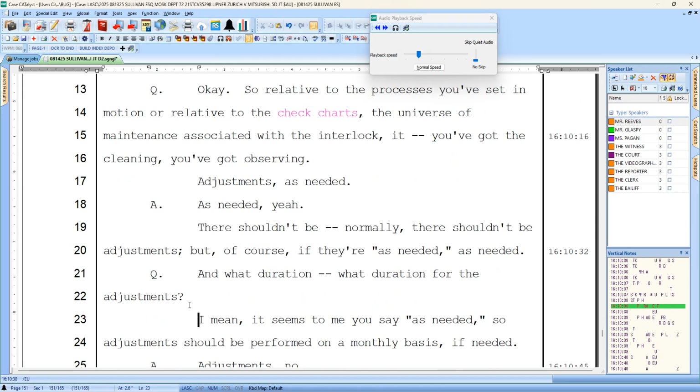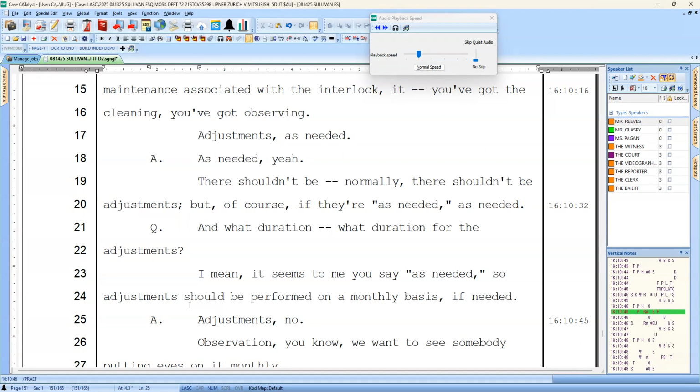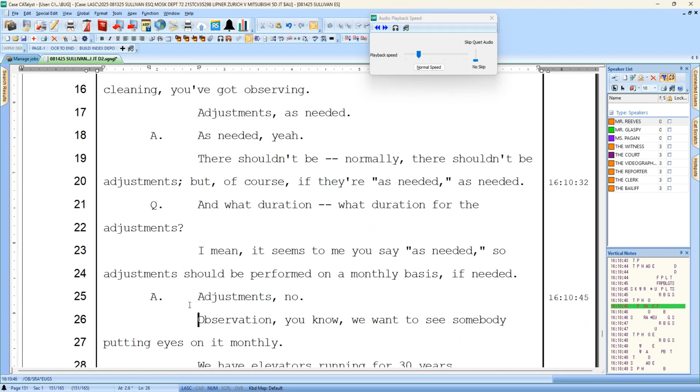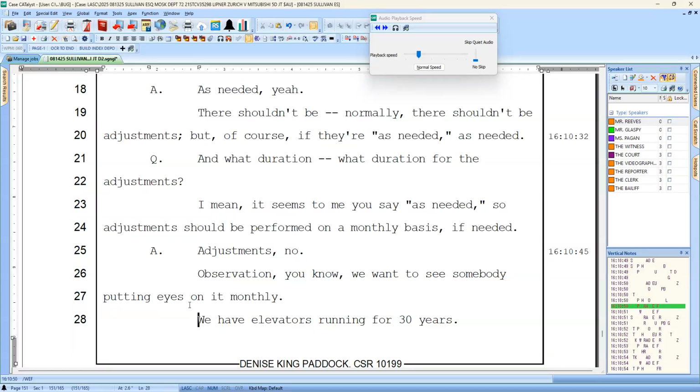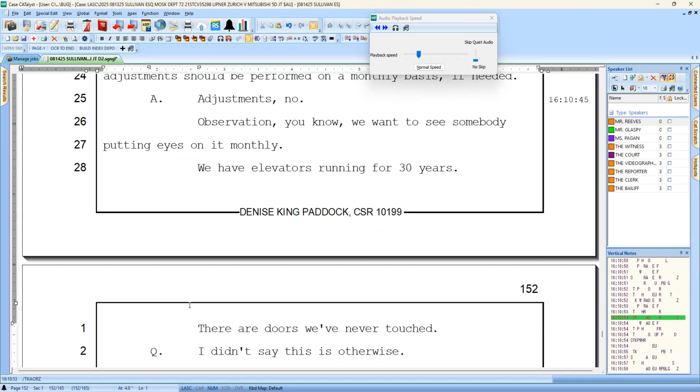Observation, we want to see somebody putting eyes on it monthly. We have elevators running for 30 years. There are doors we've never touched. I didn't mean to suggest otherwise. I was just saying on an as-needed basis.